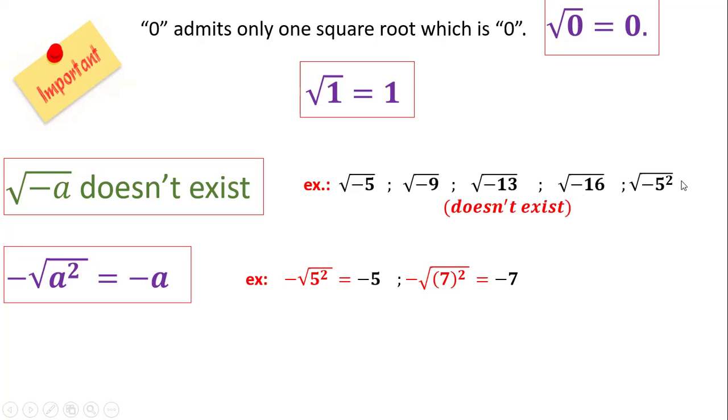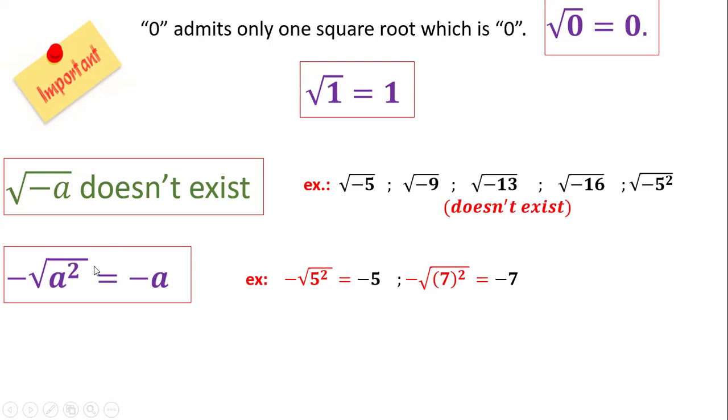Radical minus 5 squared: this is not a negative base. Why? Because we do not have parentheses. This square is only for the 5. It has nothing to do with the negative. So my answer inside will be negative 25. So all these radicals do not exist.